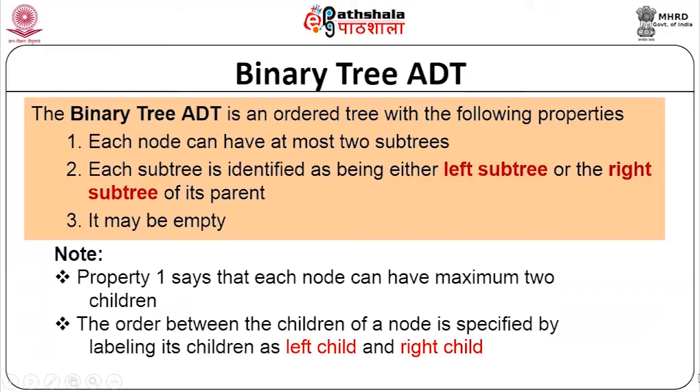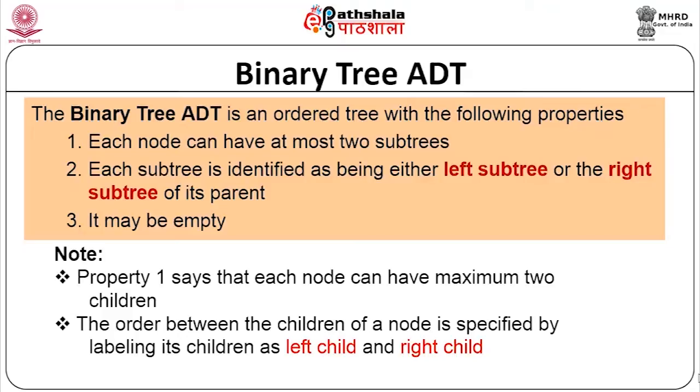A binary tree ADT is an ordered tree with the following properties. Each node can have at most 2 subtrees, we are just defining it again. Each subtree is identified as being the left subtree or the right subtree. So, here we are going to define a binary tree ADT a little more formally. Each node can have at most 2 subtrees, each identified specifically as a left subtree and a right subtree, and each of the subtrees or the original binary tree itself may be empty. Now, what does this mean?